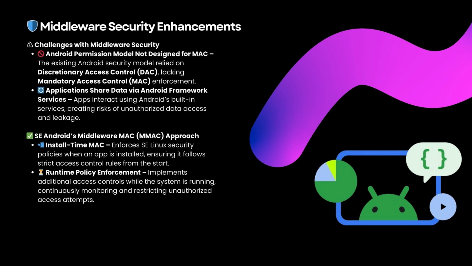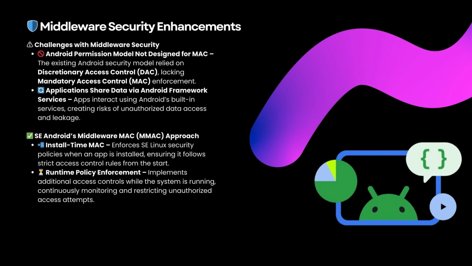Challenges with the middleware security. Android permission model not designed for MAC. Android's existing permission model relied on discretionary access control, but this didn't provide the enforcement needed for mandatory access control. This gap had to be filled to ensure that apps were subject to stricter access control.